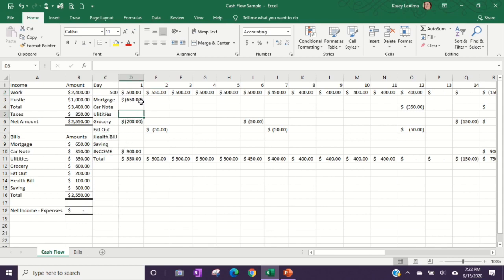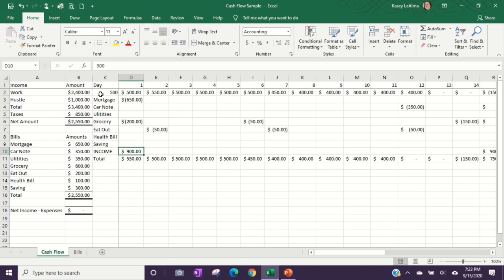Okay, so on the first, her mortgage comes out for $650. I put that she spent $200 on groceries at the first of the month, but she gets paid on the first of the month, and she gets $900 out of the $224 out of her income.